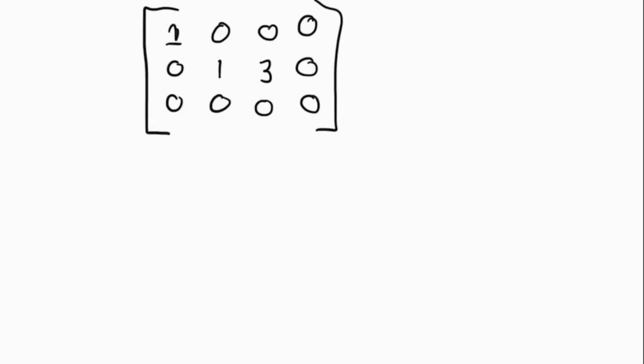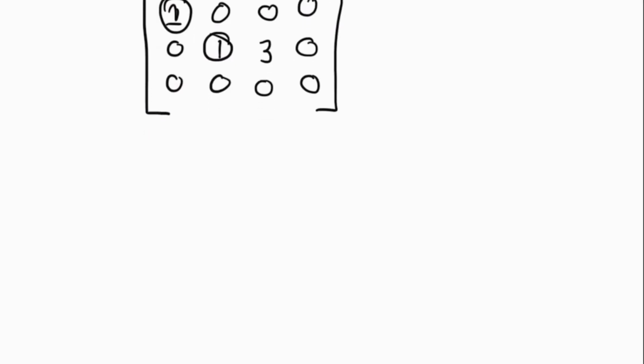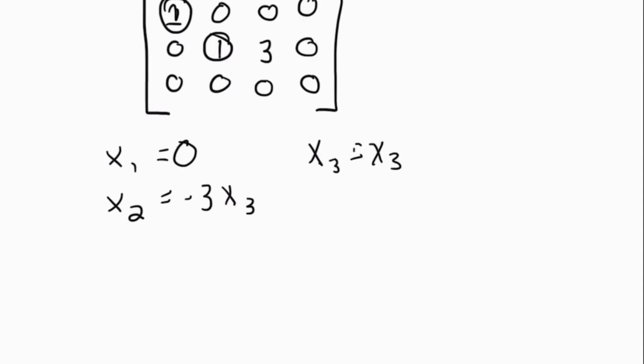Okay, so here's another one where we will find the spanning set for it. So again, make sure it is in row reduced echelon form, which it is. Okay, so now let's write the equations for it. So the first one is going to be x1 is equal to 0. The second one is going to be x2 is equal to negative 3x3. Remember, we have 2 free columns, so that's going to be x3 is equal to x3, and the last one is going to be x4 is equal to x4.